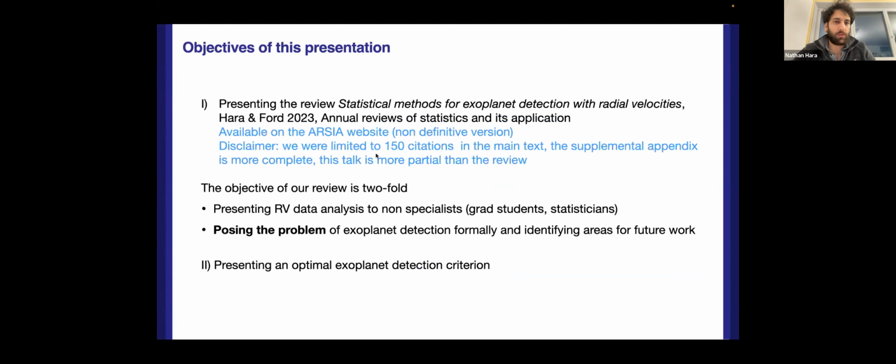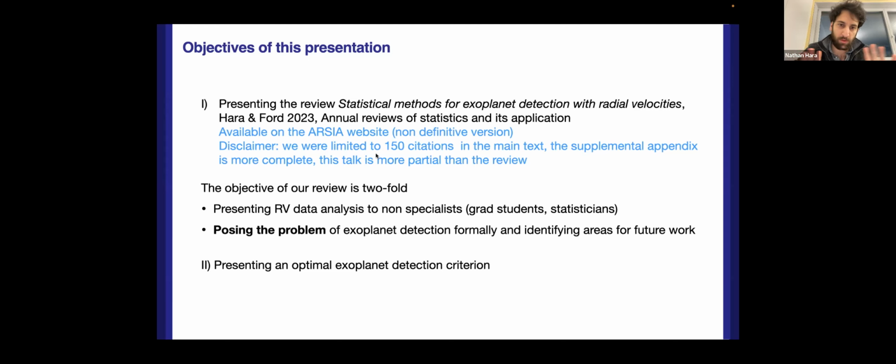So indeed, the main focus of the talk is going to be presenting this review that we did with Eric. It's available on the Annual Review website. It's not the definitive version, so there might still be a few mistakes in there.